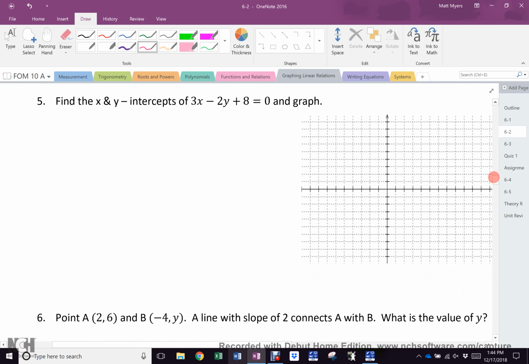We are going to do what we did yesterday. Well, not yesterday, Friday. What do we know about every single x-intercept? Every single x-intercept in the universe. What is it? He waited patiently.